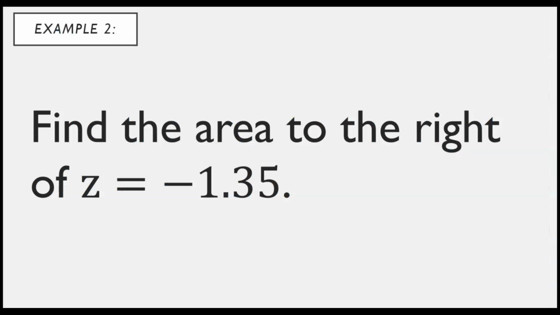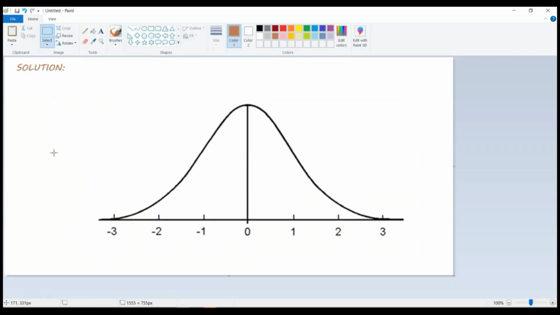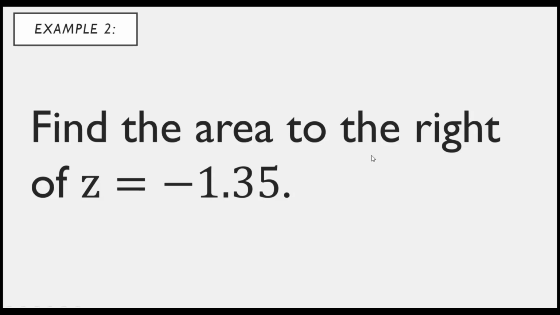Now let's have the second example. Find the area to the right of z equal to negative 1.35. For the solution, for step 1, we draw or sketch the normal curve. So here is our normal curve. Next, we locate negative 1.35. It's the same as example number 1. So our negative 1.35 is right over there.